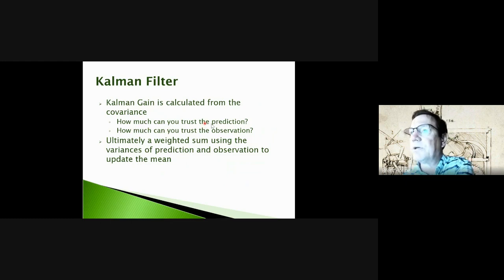But ultimately, how much do you trust the prediction? How much can you trust the observation, right? So we want a weighted sum using the variances, the prediction, and observation to update the mean, right? So the mean is going to be our best guess at what our state is, right? So we're trying to estimate the state.